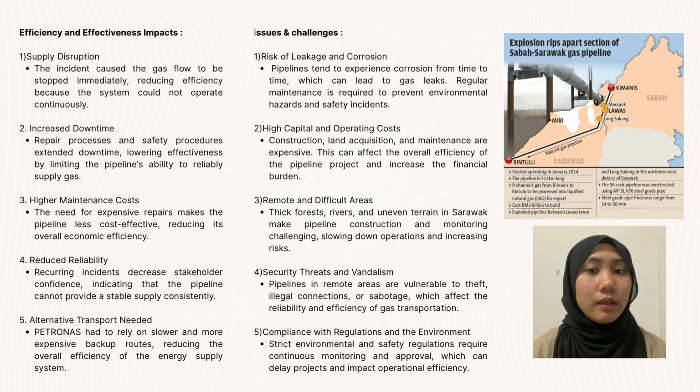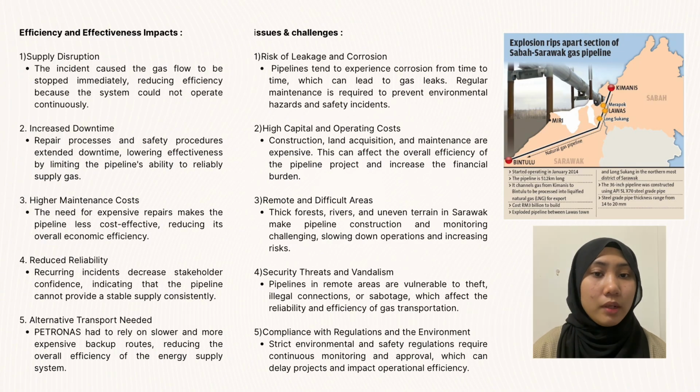Number 2 is increased downtime. Repair process and safety procedure extend downtime, lowering effectiveness by limiting the pipeline's ability to reliably supply gas. Next, higher maintenance costs. The needs for expensive repair makes the pipeline less cost-effective, reduce its overall economic efficiency.